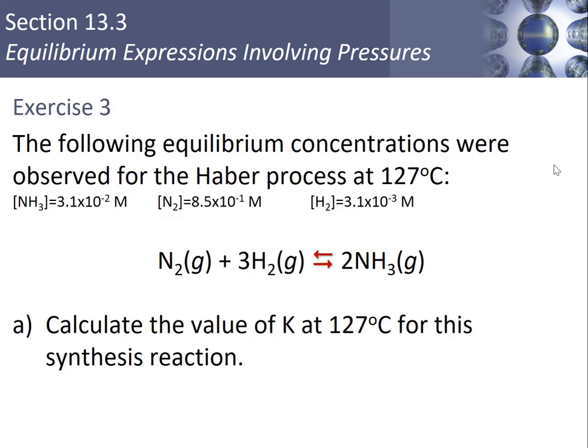All right, let's dive into exercise 3. The following equilibrium concentrations were observed for the Haber process at 127 degrees Celsius. So we have our ammonia concentration, our nitrogen concentration, and our hydrogen concentration. Calculate the value of K at 127 degrees Celsius for this synthesis reaction. We are on page 3, exercise 3 in the note guide. You first need to write your K expression, plug in the numbers, and solve.